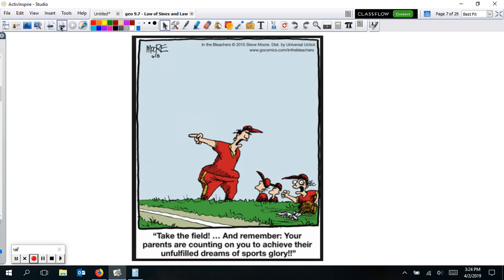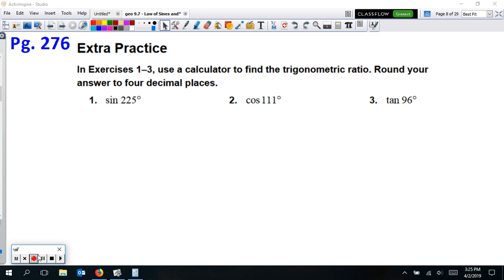Alright, so let's jump into what we're doing. On page 276 in your extra practice, 1 through 3 is kind of just a little review. Go ahead and pause the video for a minute, take your calculator, and just find the sine of 225, cosine of 111, and tangent of 96. And then play it again. Just make sure you get those right on your calculator screen.